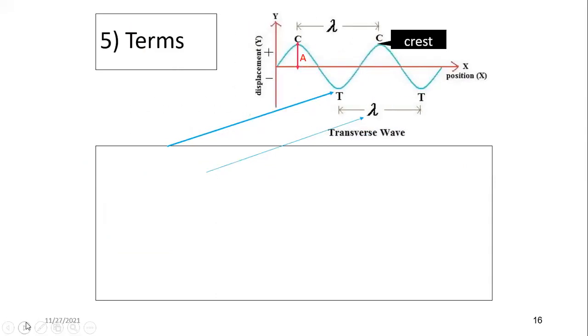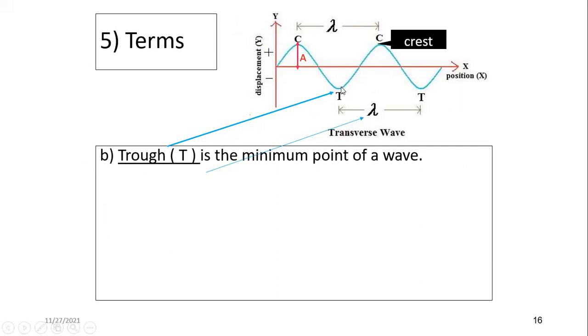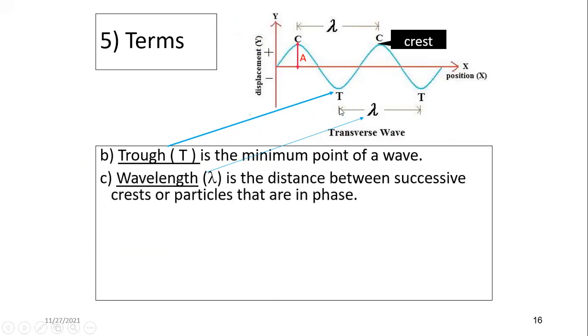Okay, let's continue with the terms. Trough, that's your trough, the minimum point of the wave. Wavelength, that's your wavelength: the distance between successive crests or particles that are in phase. It doesn't have to be the crest or the trough. You can take that distance, that is going down, and that one is also going down.